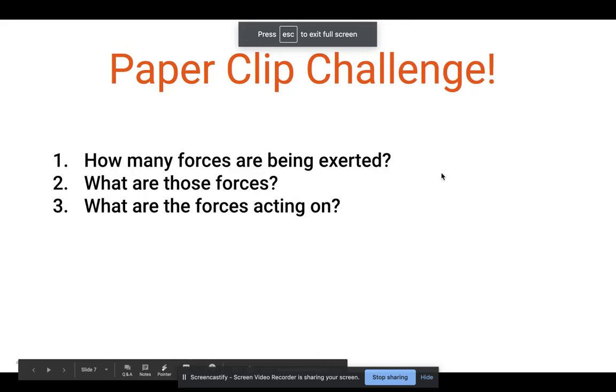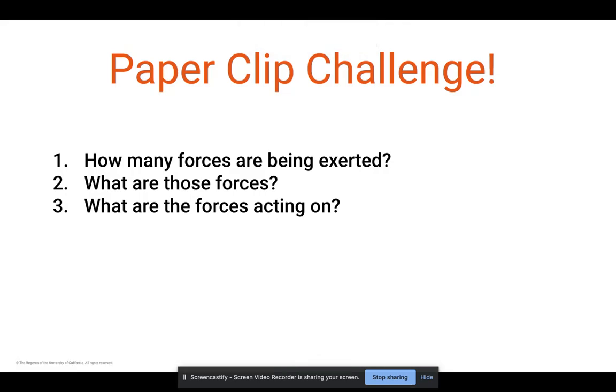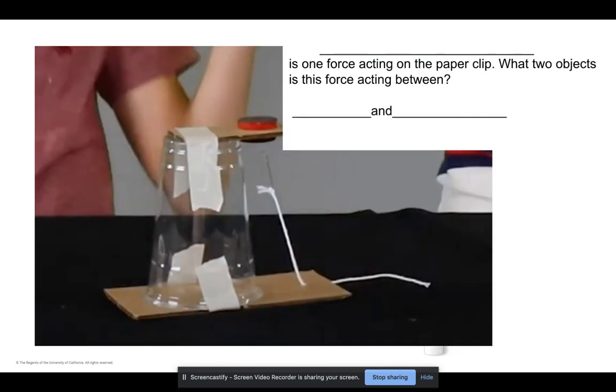All right, now that you've watched the experiment, you have these 3 questions in mind. How many forces are being exerted? What are those forces? And what are the forces acting on? What we're about to do is look at the end product of the paperclip challenge.